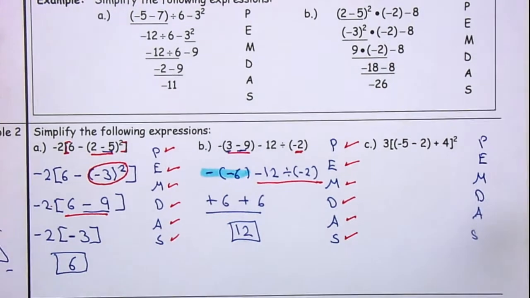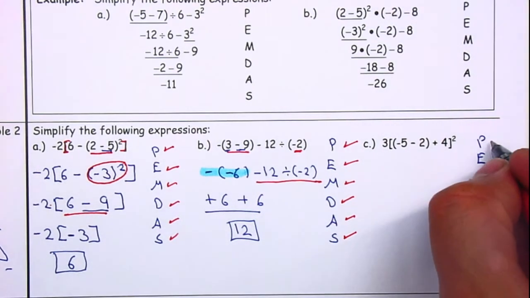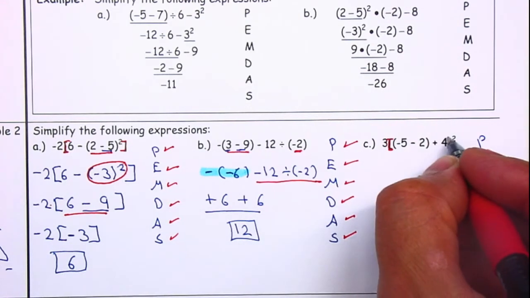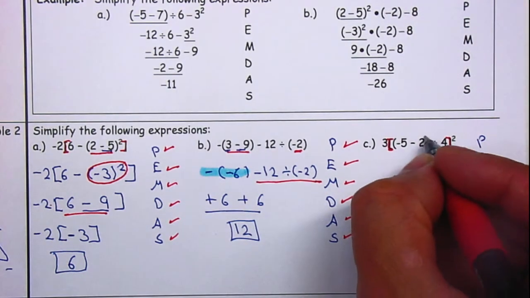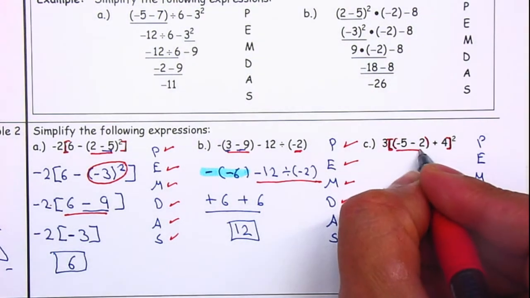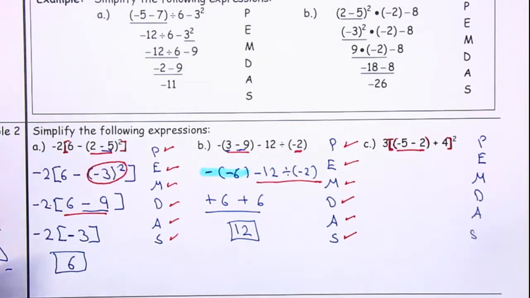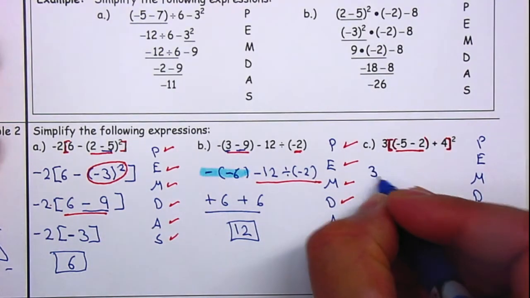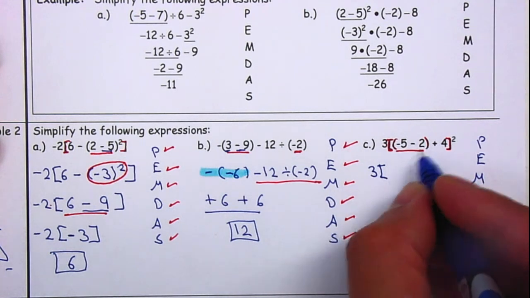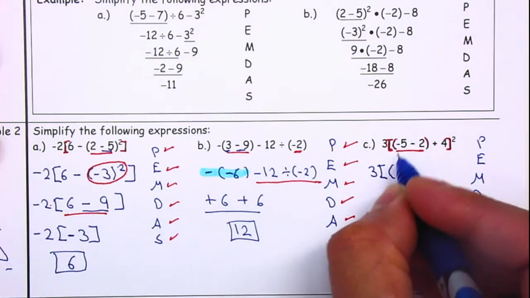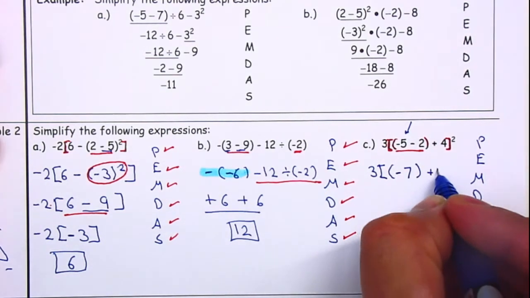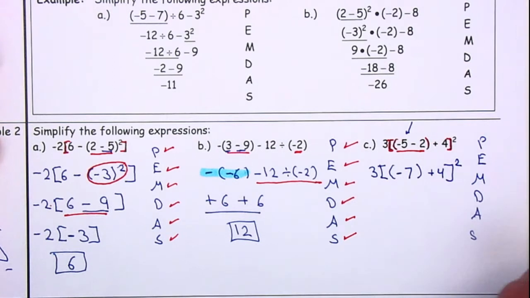We are looking for parentheses first, and I do have two sets of parentheses. We have the brackets, which we are going to be working last, and then we have the parentheses. So let's simplify what's inside the parentheses. We're going to bring everything else down. We have 3, we have a bracket, negative 5, negative 2. They have the same sign, so we're going to add, keep the sign of the bigger number, which is the 5. Plus 4, bracket, and then square.